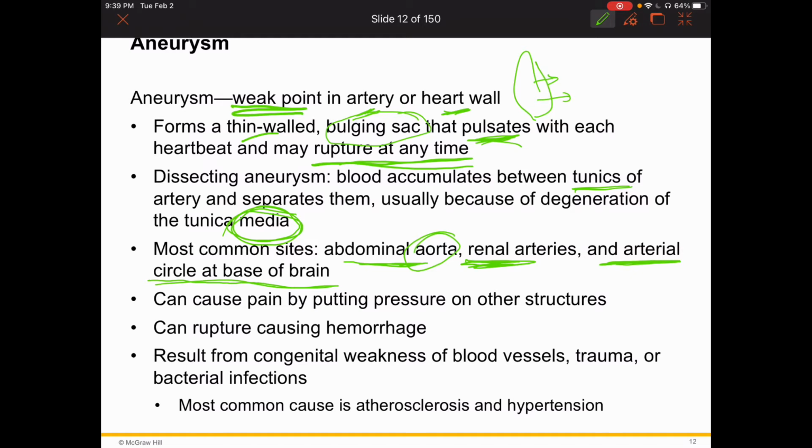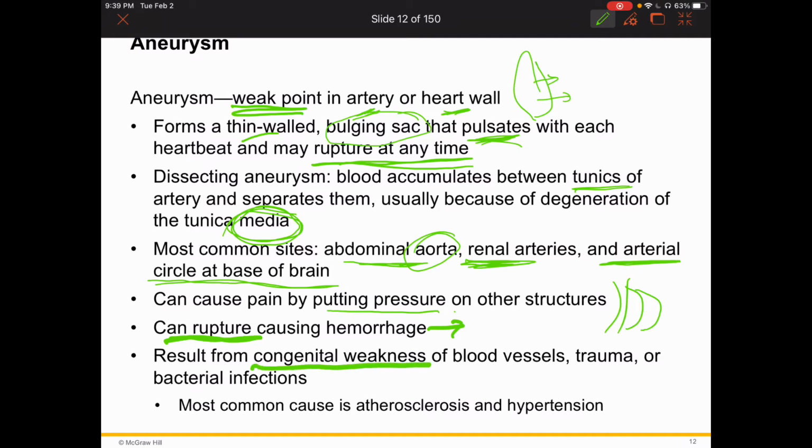It can cause a lot of pain by putting pressure on other structures as that bulge expands. Some aneurysms are completely undetected and they just hit by surprise. When they finally rupture, that causes hemorrhage, which is often internal, very dangerous stuff. Many things can cause it.